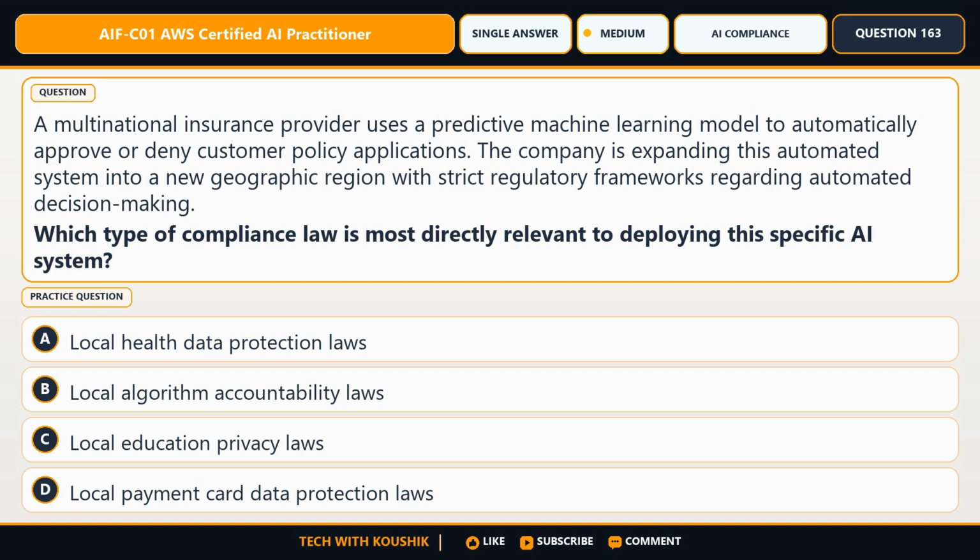Option A. Local health data protection laws. Option B. Local algorithm accountability laws. Option C. Local education privacy laws. Option D. Local payment card data protection laws.